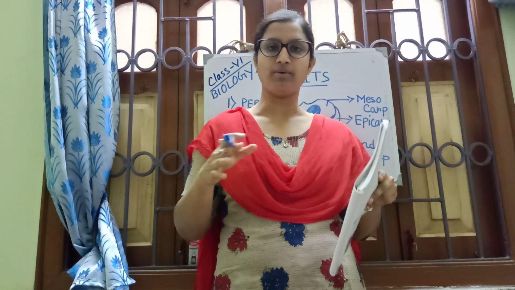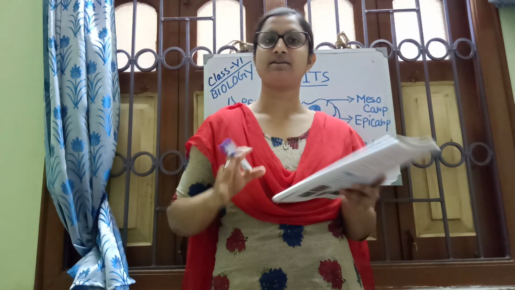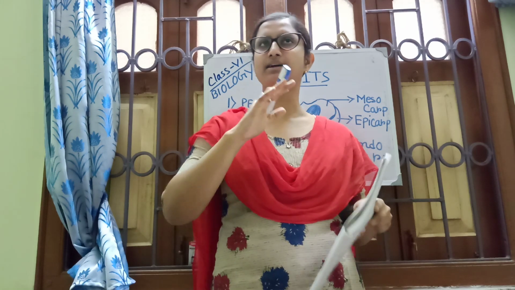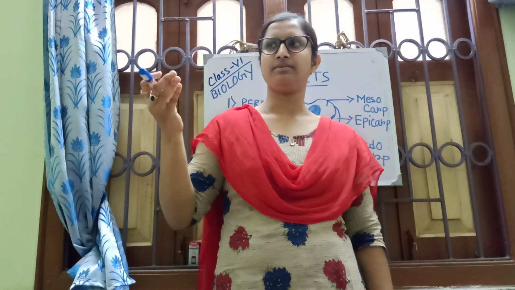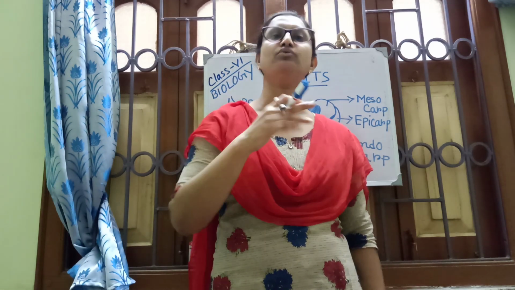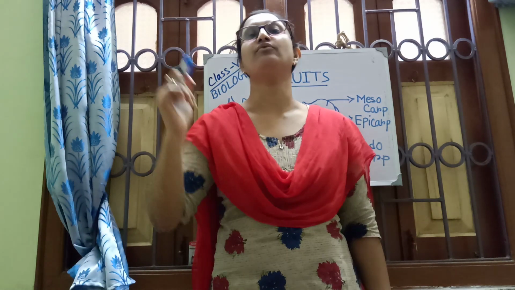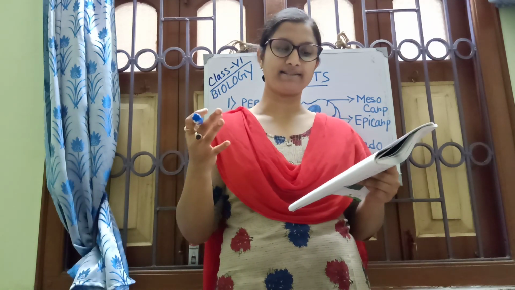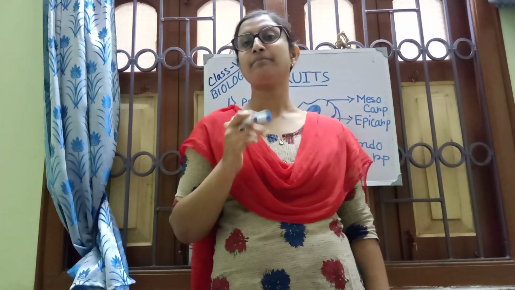Some changes occur in the ovary means the ovary begins to enlarge and swell up to form the fruit, and all the other parts of the flower wither away except the ovary. In between, the ovules are present, and the ovules form seeds. After that, the wall of the ovary becomes fleshy and changes into the pericarp.